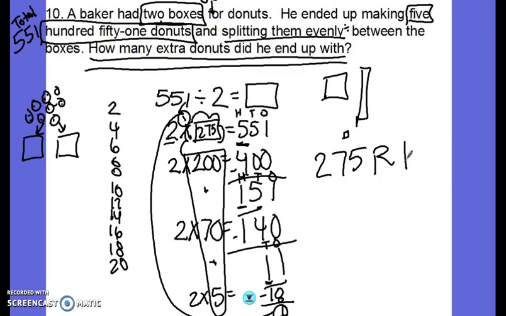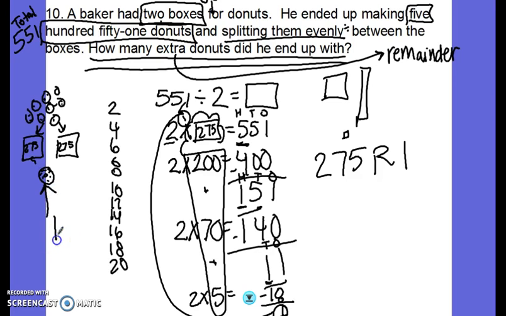But that is not what the question is asking me. It's saying, if he split them into 2 boxes evenly, how many extra donuts did he end up with? When it is asking me extra, that's telling me right away they want to know what is the remainder, what is left out. So I'm thinking, okay, back to my picture over here. There's going to be 275 in this box and 275 in this box. And then there's this one poor little sprinkle donut left over. So if they're asking me how many extra donuts did he end up with, he ended up with 1 extra because 1 is my remainder and it's my cherry on my ice cream cone. So my answer to this question would be 1 extra donut left. I love donuts.